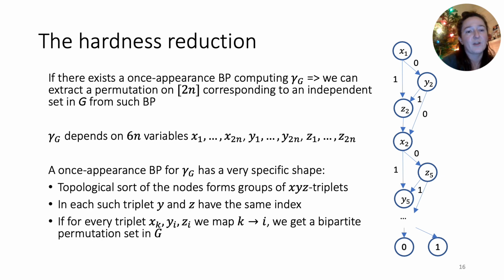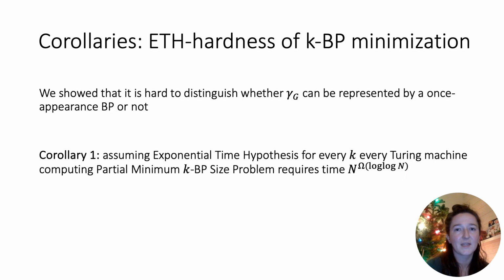And if for every such triplet we would map indexes of x to indices of y, we would actually get a bipartite permutation in the original graph G. Sadly, I don't have much time to go into more detail of the proofs and the ideas, but just a quick overview of the corollaries we get and the future directions that we see as interesting.